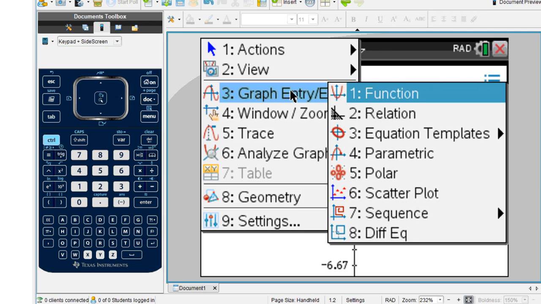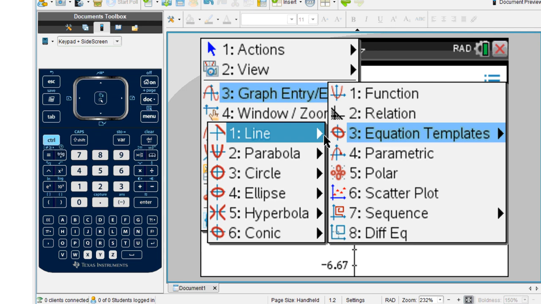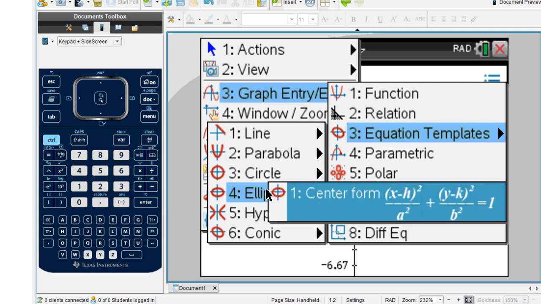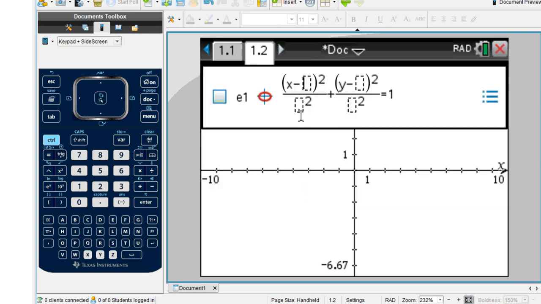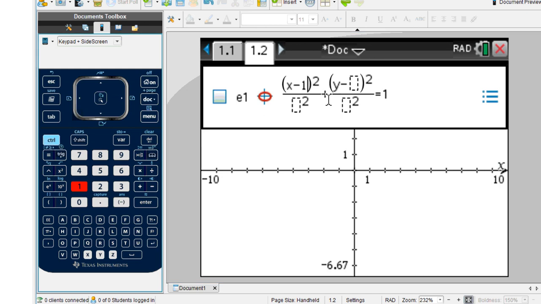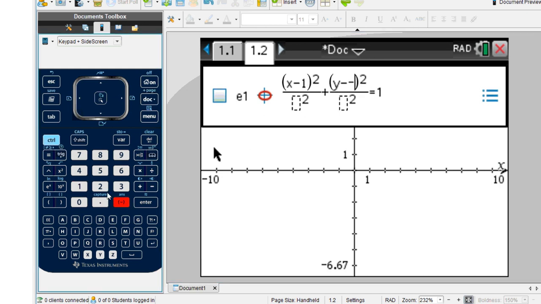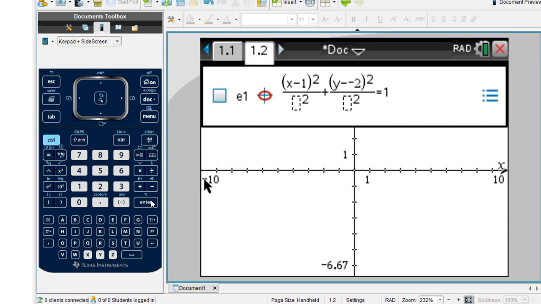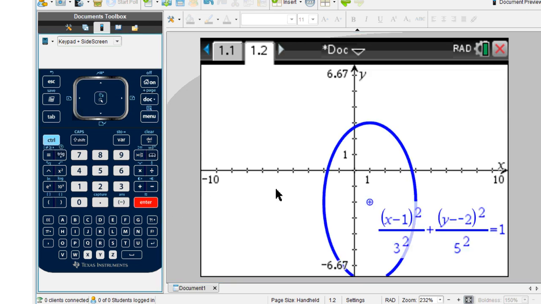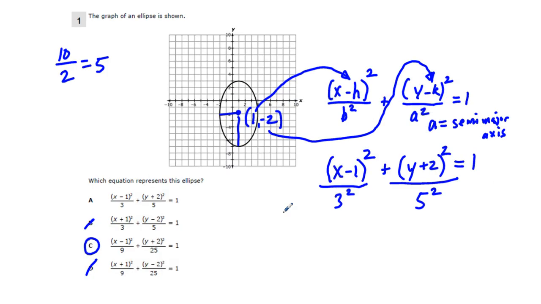and we go to Equation Templates, 3, and then we go down to Ellipse. Okay, so the center form, that would be it right there, I believe. So we had y minus -2, so you just put in -2. That's going to be in as y plus 2. Then we're going to put 3 squared here and 5 squared here. So it sets it up for you, and we should get the same thing. So yeah, we get the same extent of ellipse right there. Answer choice C.